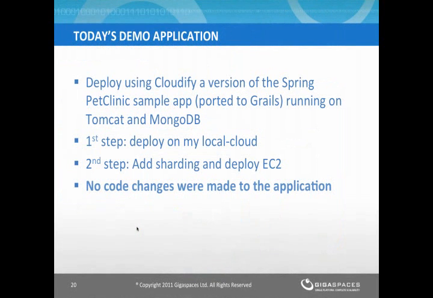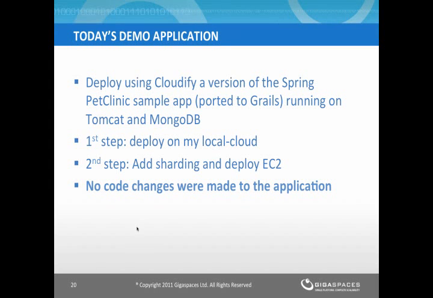All right, so without further ado, we'll go to the demo application. So I mentioned before that the demo application is actually a port of the PETCLINIC application, the Spring sample application. It's called PETCLINIC. It's been ported to Grails and is using MongoDB as a backend data store. What we're going to see is two things. The first thing is actually deploying the application on what we call a local cloud. This is an emulation of a cloud environment that's going to run on my laptop. And the next thing we'll do is we'll tweak the recipe a bit to add sharding to MongoDB.